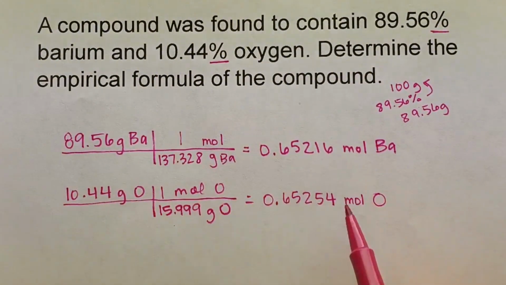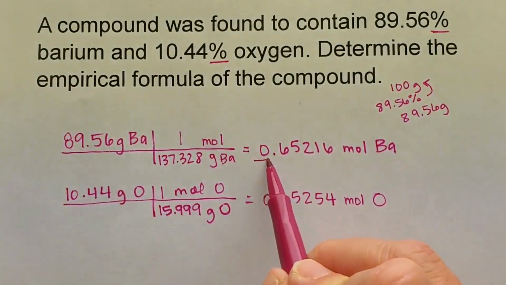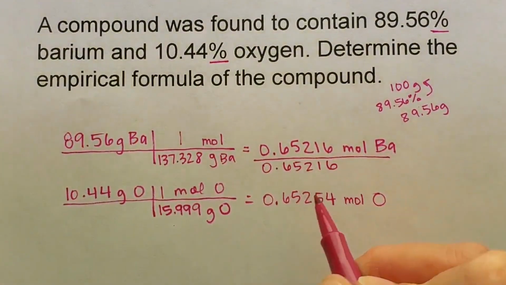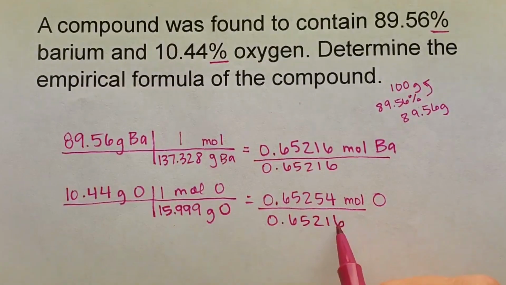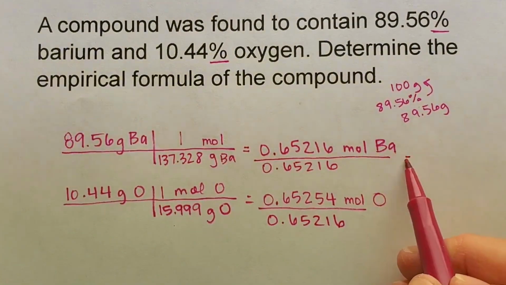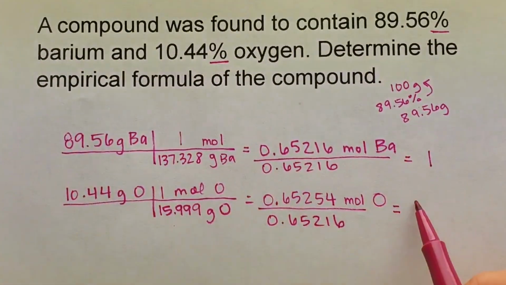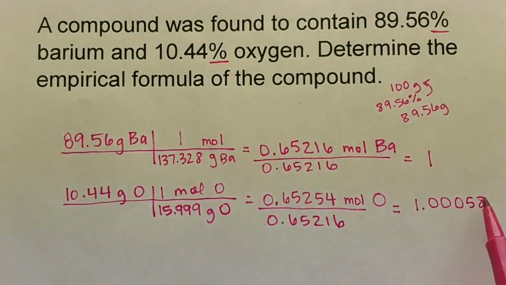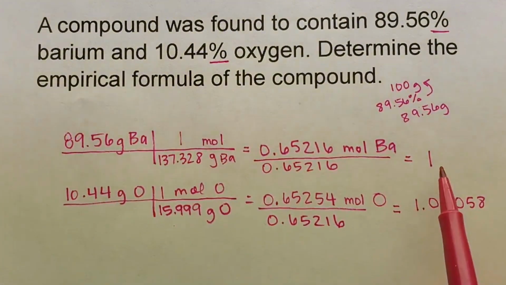And now is a really important step where we're going to look at all of the different numbers of moles and pick which one is smallest, and then divide each of the numbers of moles by the smallest one. So in this case, 0.65216 is smaller, and so we divide both of them by 0.65216. For the top one, we get 1. And for the bottom one, we get 1.00058, which is really, really close to 1.